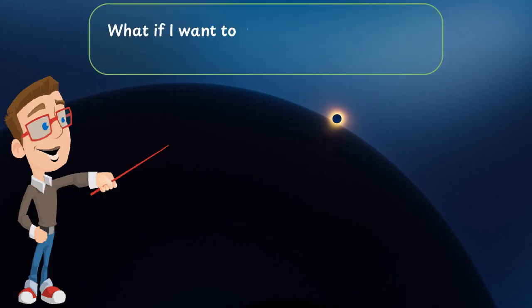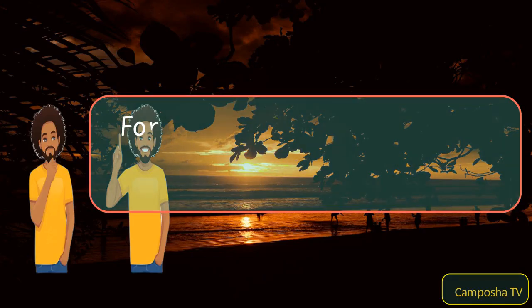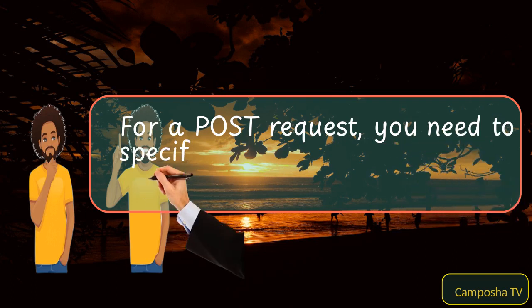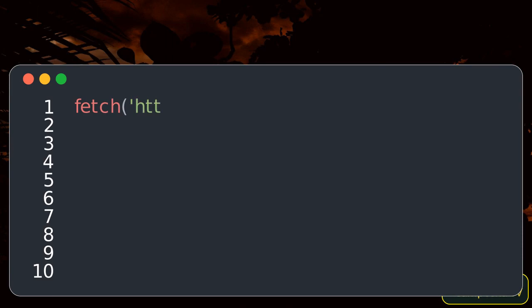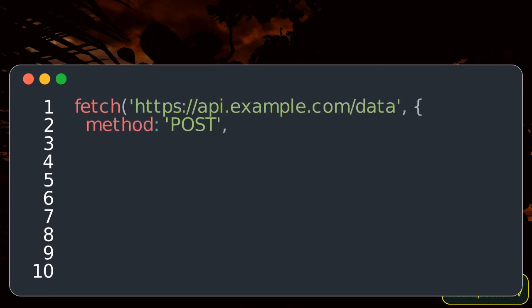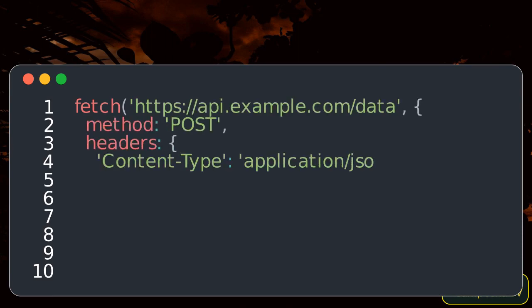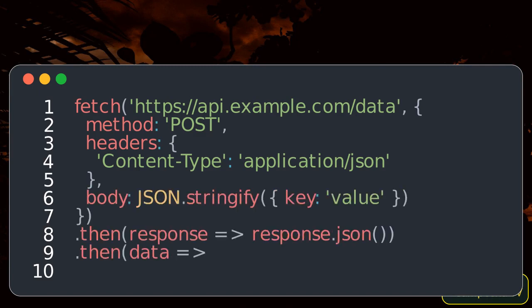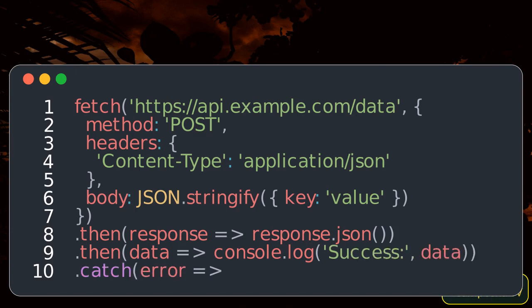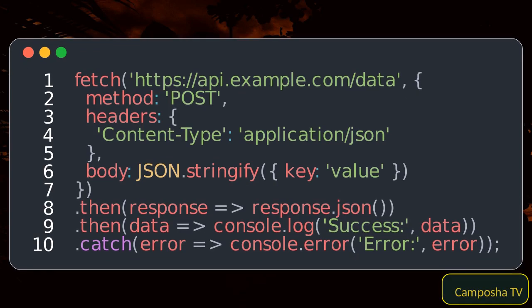What if I want to send data, like in a POST request? For a POST request, you need to specify an additional options object. Here, the method property is set to POST, and the request body is sent as a JSON string.